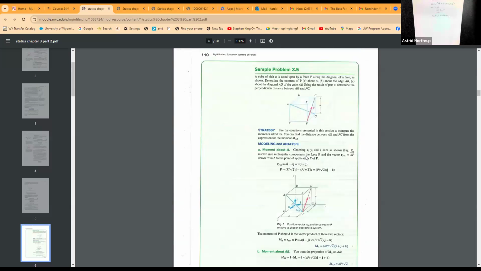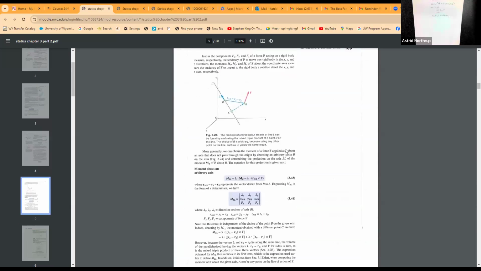So let's take a look, let's write this down first of all. Okay, this is the governing equation: the moment along B sub L is equal to lambda dotted with M sub B, which is equal to lambda dotted with R, which is that moment arm from A to B, crossed with the vector F. And this lambda is the unit vector along the axis of rotation, in this case, the way we have it written, B sub L.